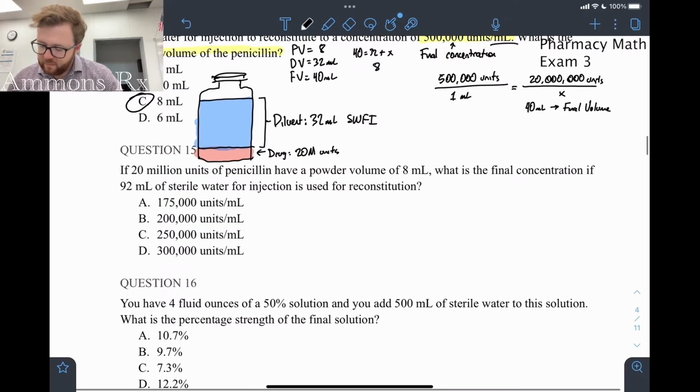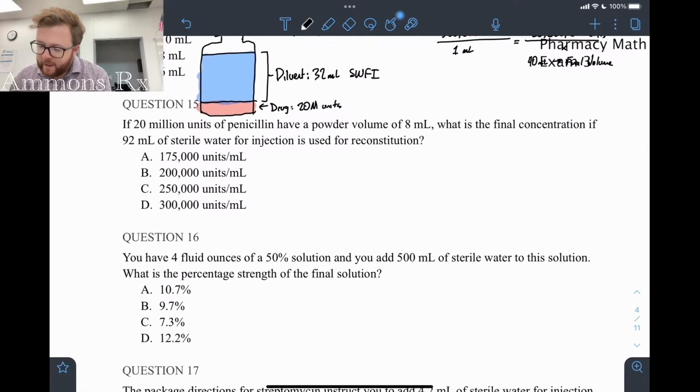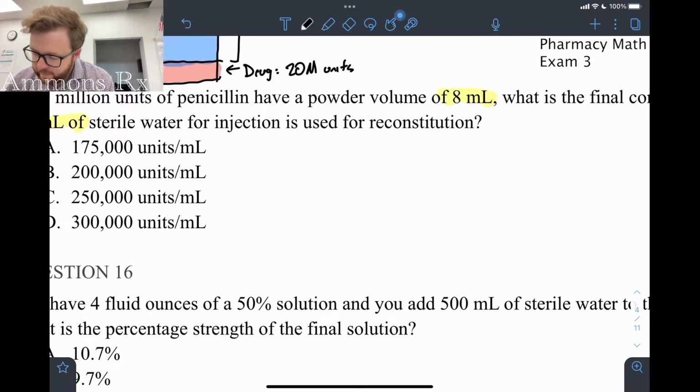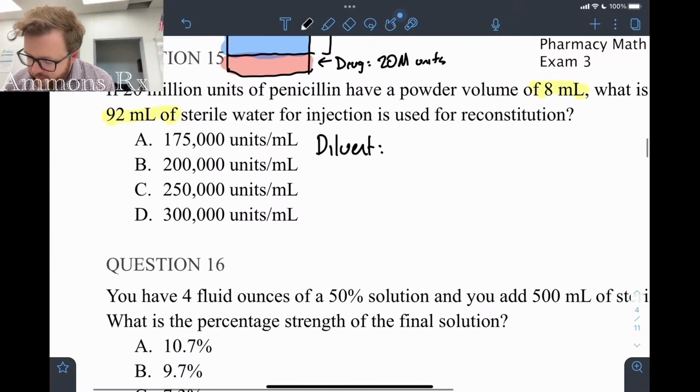Okay. If that 20 million units, okay, well, that was kind of dumb. It says 8 mils. 8 mils. What is the final concentration of 92 mils? Okay, so this one changed it a little bit, right? We have our powder volume, we have our units, okay? But we're changing our diluent. So our diluent is going to be 92.